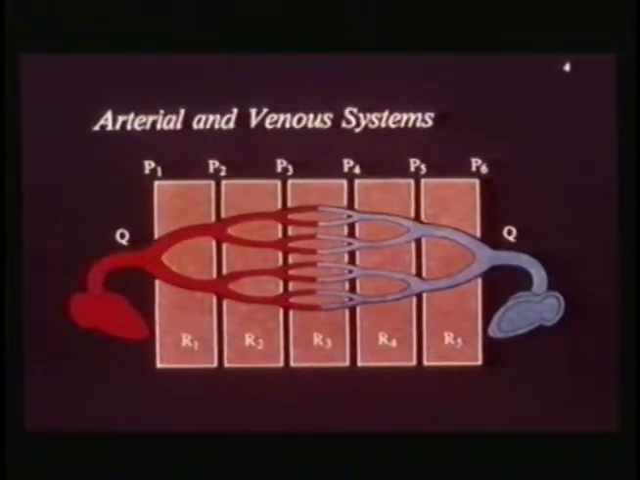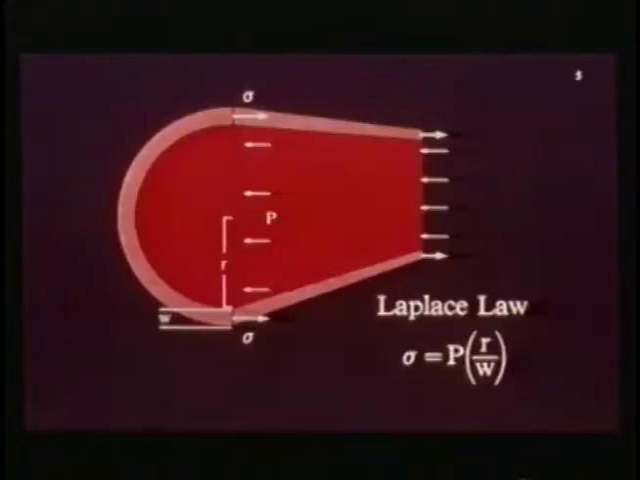In Arterial and Venous Systems, we discussed the organization of the vascular network and the distribution of resistance throughout the network. We also discussed the elastic properties of the vasculature, capacitance, and the force balance between transmural pressure and circumferential stress described by the Laplace law.